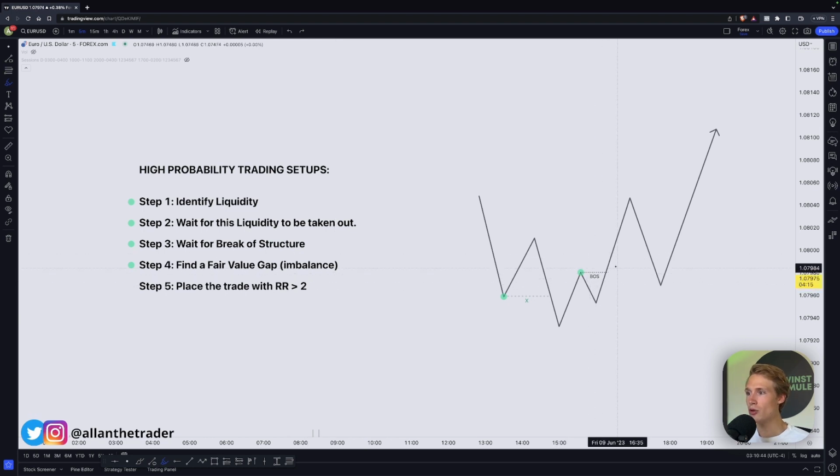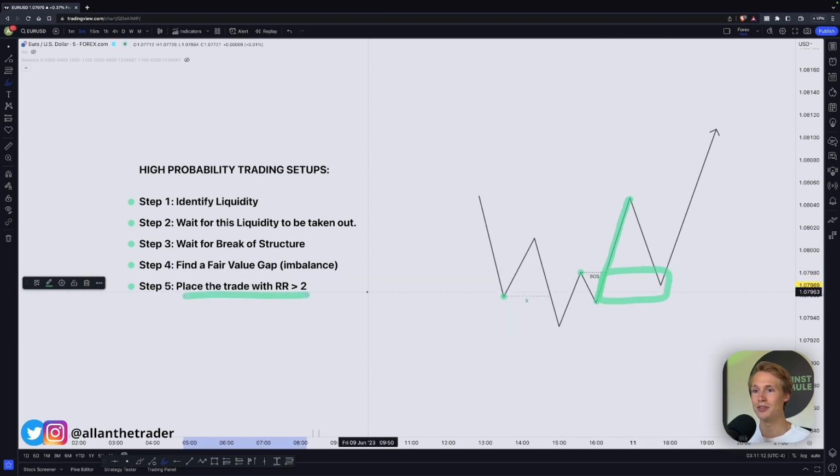So when you had your break of structure within this movement, you are going to look for a fair value gap. And I will show you some examples in this video. The fair value gap is basically the space between your first and third candle. So we'll be looking for a fair value gap here to place our trade. And then step 5 is placing your trade with your stop loss and your take profit. And you need a risk reward of at least 2. So your risk reward has to be higher than 2 to 1.